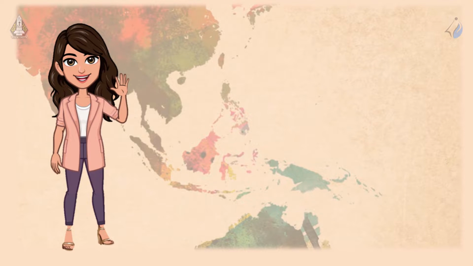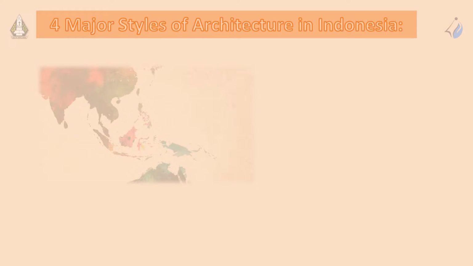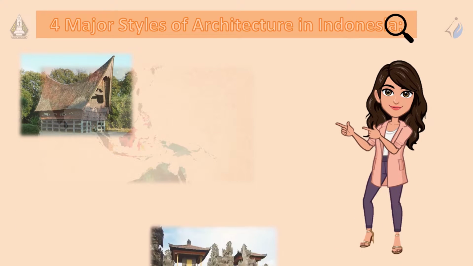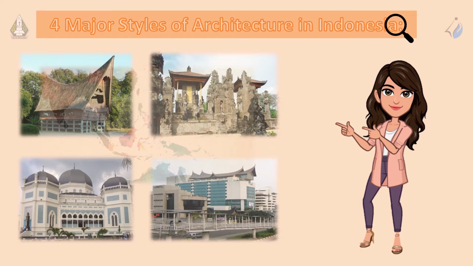Today, we are going to discuss an article with the title Four Major Styles of Architecture in Indonesia by Lutfi Saxena. Are you ready? When you first read the article at a glance, you can scan the article and find out that the four major styles of architecture in Indonesia are traditional architecture, religious architecture, colonial architecture, and post-independence architecture.